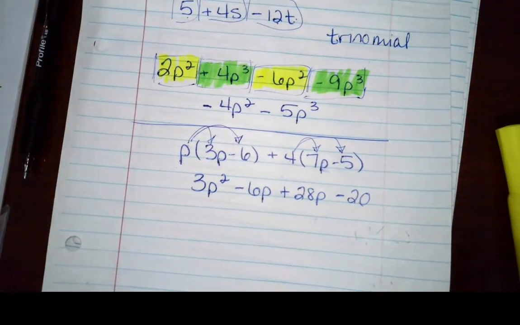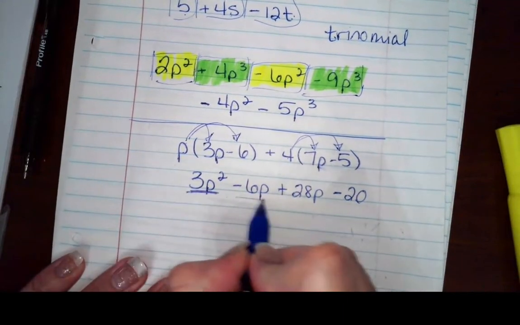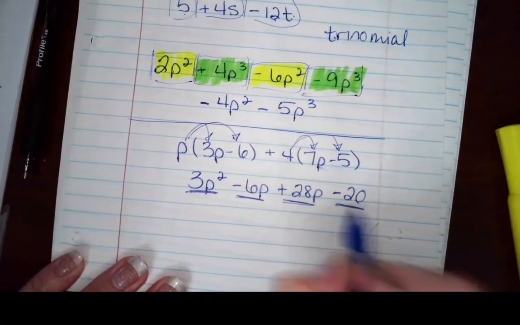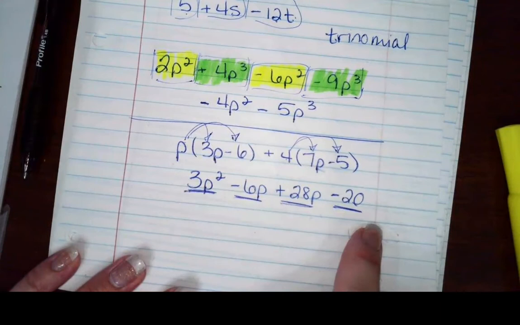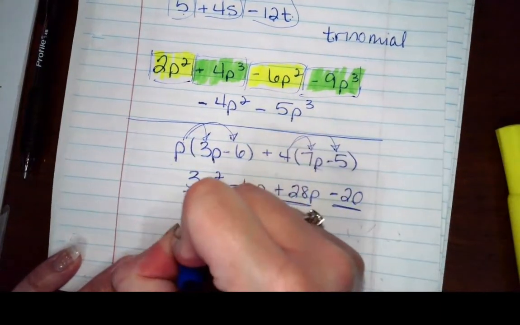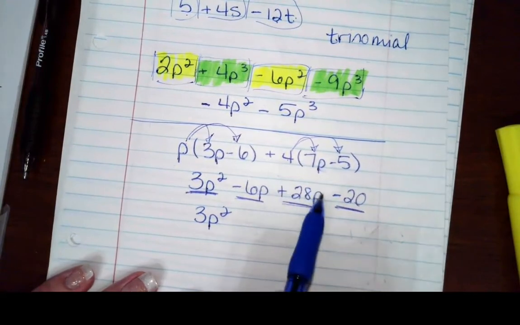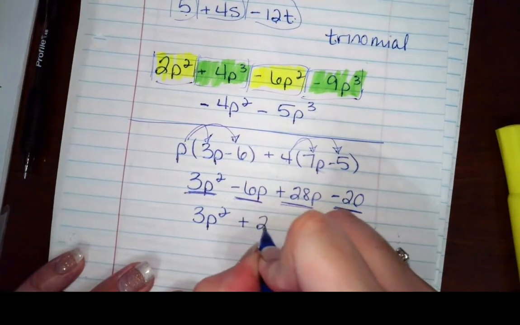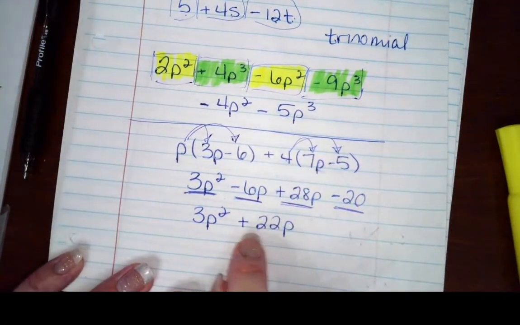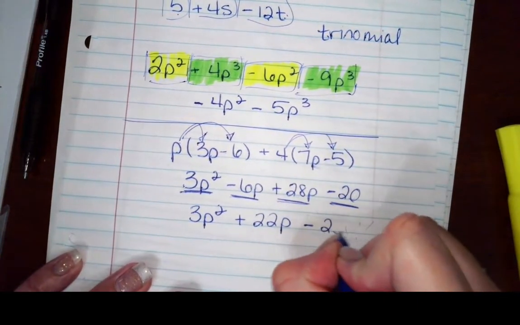Okay, so I would like to look and see if I've got any like terms. So I've got this term minus this term plus that term minus that term. Do any of them match? Can I put any of them together? There's no other p squared, so he's done. And then how many p's do I have? 28p's minus 6p's is 22p's. And it's a positive 22p. And there's no other constants, so I've got a minus 20.